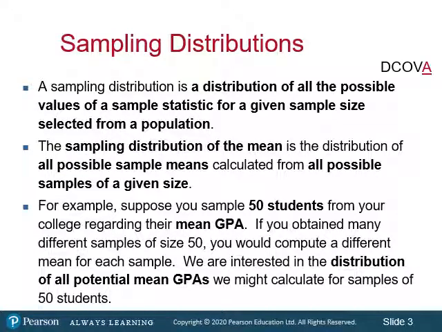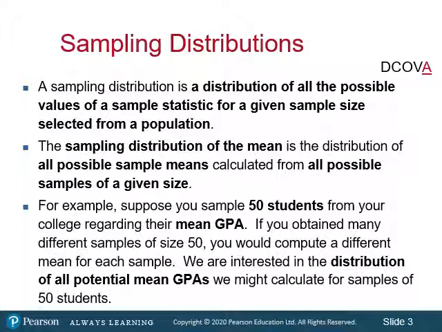So what are sampling distributions? A sampling distribution is a distribution of all the possible values of a sample statistic for a given sample size selected from a population. The sampling distribution of the mean is the distribution of all possible sample means calculated from all possible samples of a given size.